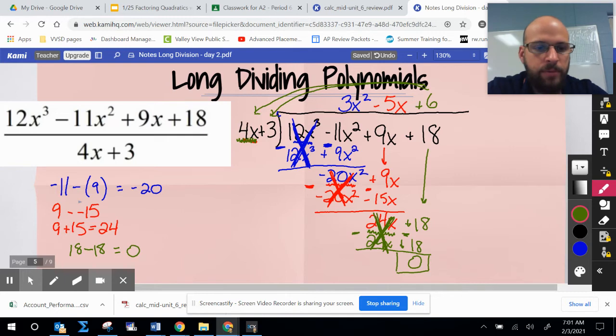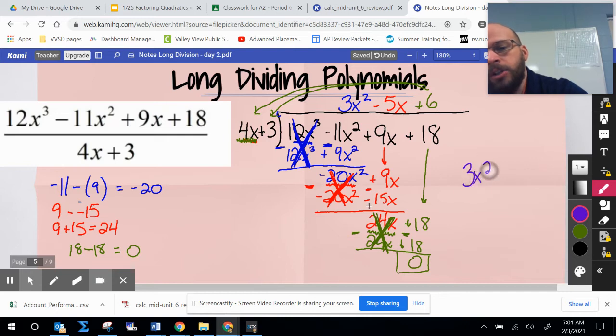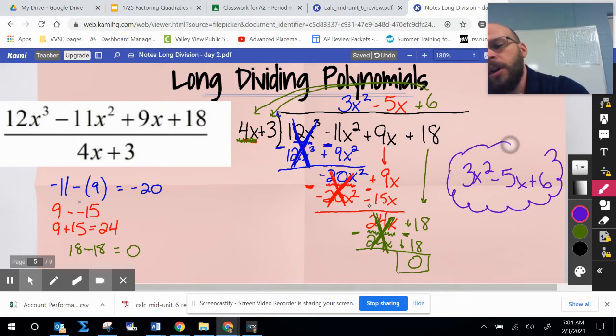This problem does not have a remainder, so my final answer would be 3x squared minus 5x plus 6. Now, if our remainder was any other number other than 0, we would write that fraction at the end. We would take that remainder and put it over the 4x plus 3. Since it's 0, we don't really need to write it. So our answer is just 3x squared minus 5x plus 6.